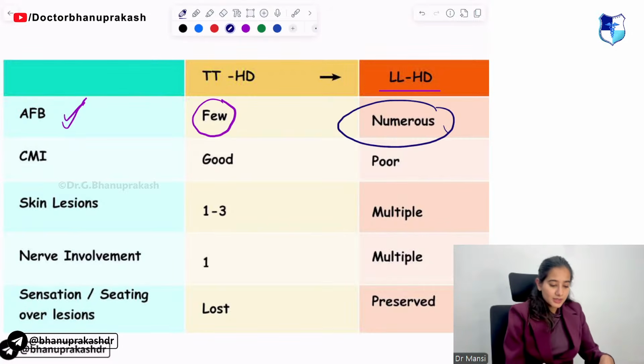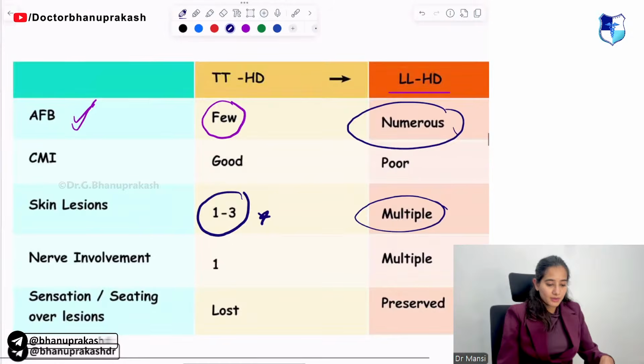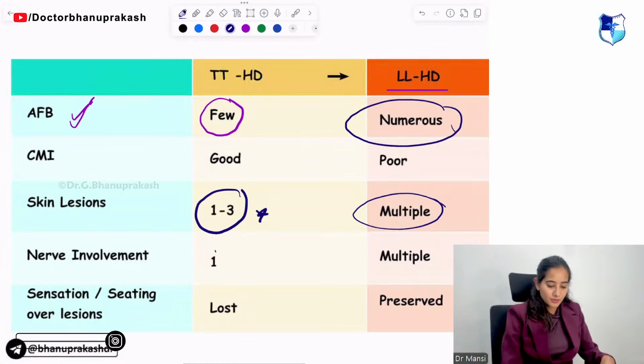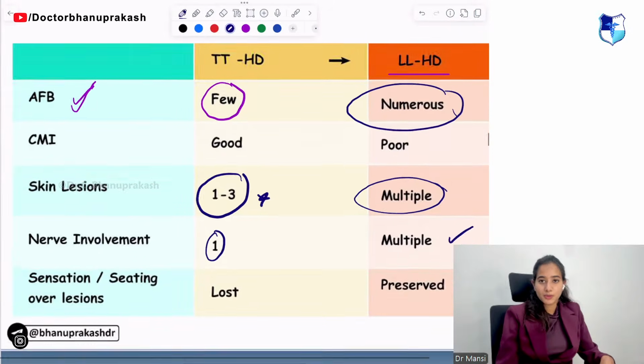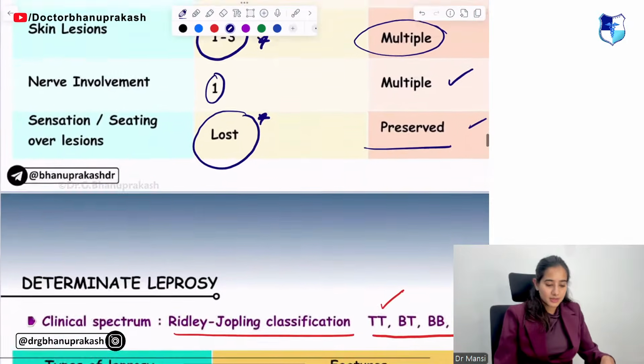multiply a lot. The same reason makes your skin lesions go from few in the tuberculoid type to multiple in the lepromatous type. When we talk about nerve involvement, here only one nerve is involved, and then multiple in the lepromatous type. Sensation is lost in the classical type, and here in lepromatous it is still preserved.